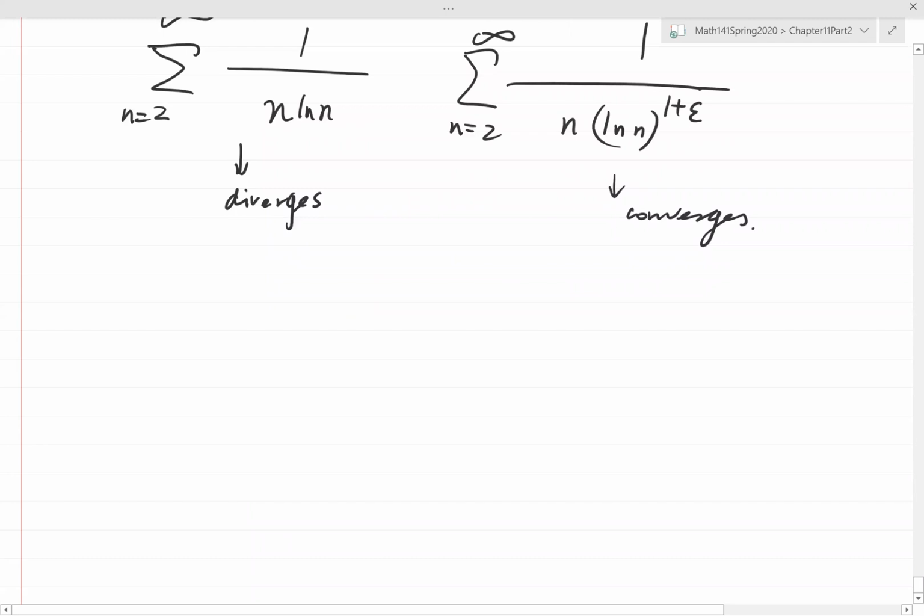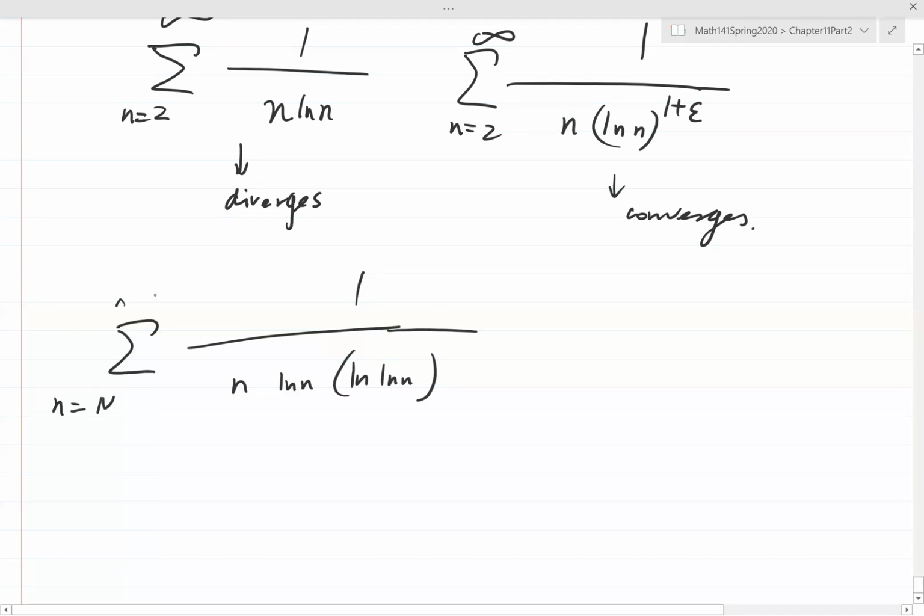More examples. Of course, you can add any more refined versions. If you have n ln n, you can add many more factors. Here n starts from a huge number so that you don't get something nonsensical. Then this also diverges.